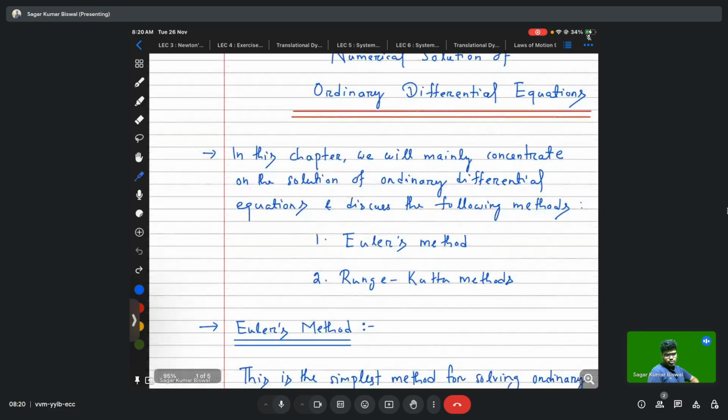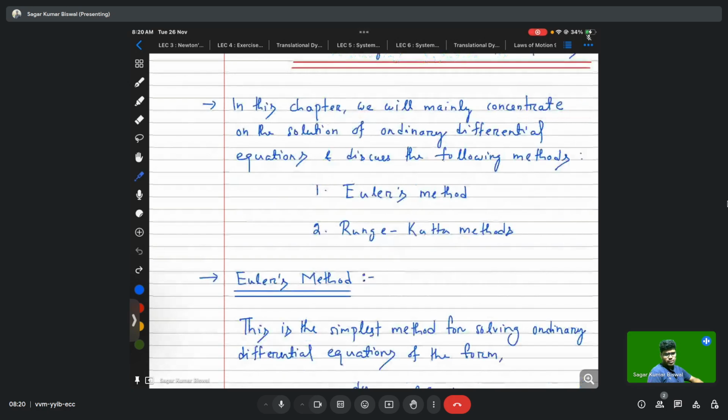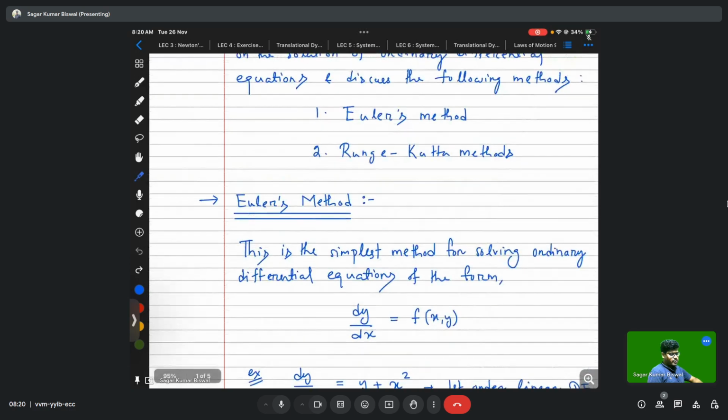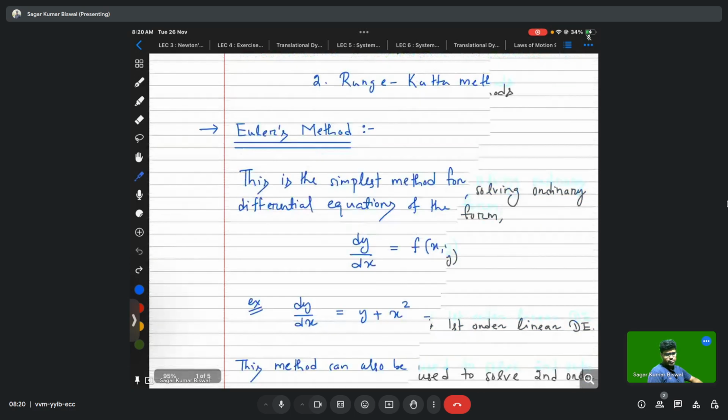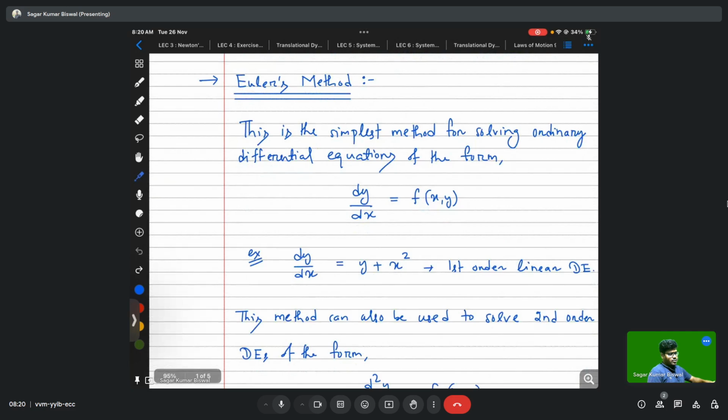But in this lecture we are going to discuss only the ordinary differential equations, and to solve them we are going to follow two methods. The first one is the Euler method and the second one is the Runge-Kutta method. Okay, so let's first discuss the Euler method. What is the Euler method? This is the simplest method for solving any kind of differential equation of this form, right?